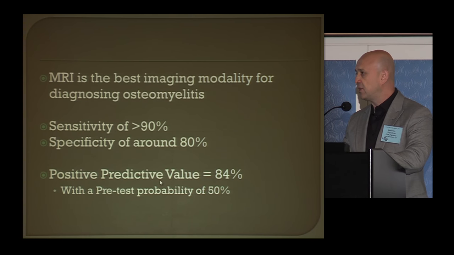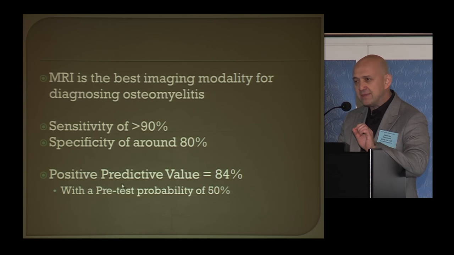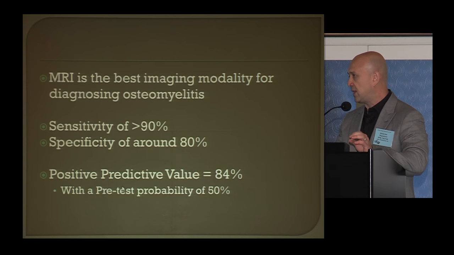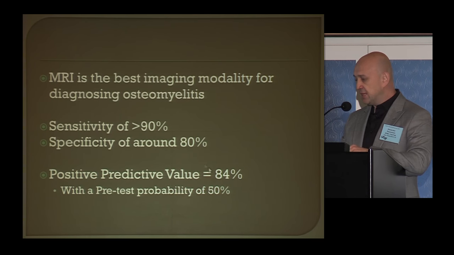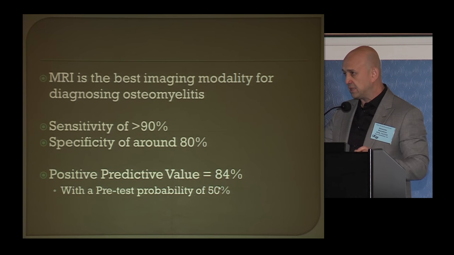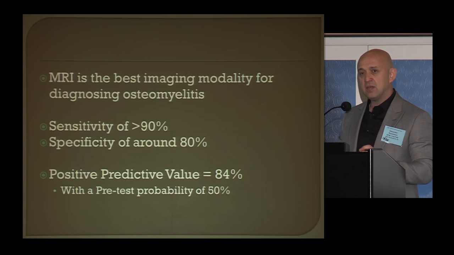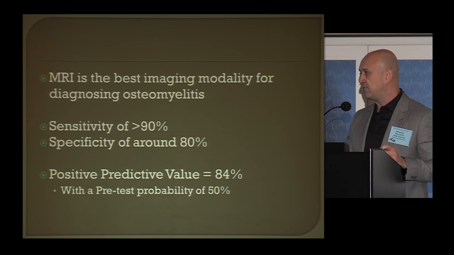Because of the high sensitivity and a fairly high specificity. The positive predictive value of a positive MRI is 84% with one caveat, and this is a very, very important caveat: a pretest probability of 50%. Pretest probability is interchangeable with prevalence. So if we have a positive predictive value of 84%, which is what everybody lectures on, what radiologists tell us, what medicine colleagues believe, that is only with a pretest probability of 50%.